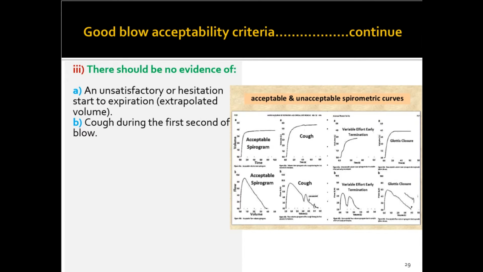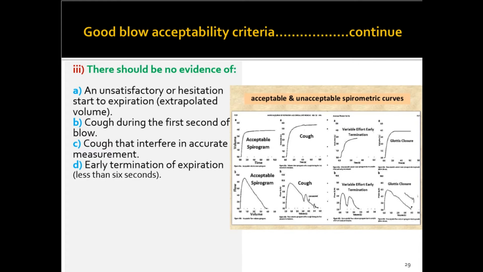Cough during the first second of blow. C. Cough that interferes with accurate measurement. D. Early termination of expiration, less than 6 seconds. E. Any leakage of air during blow. F. Any obstruction in the mouthpiece.